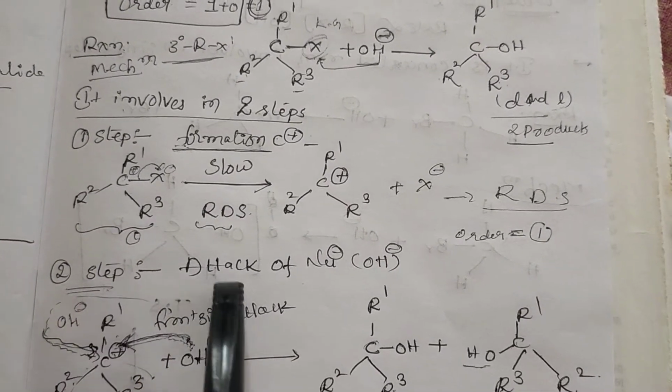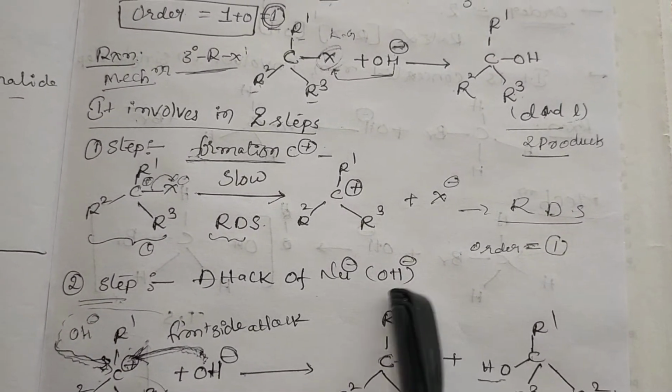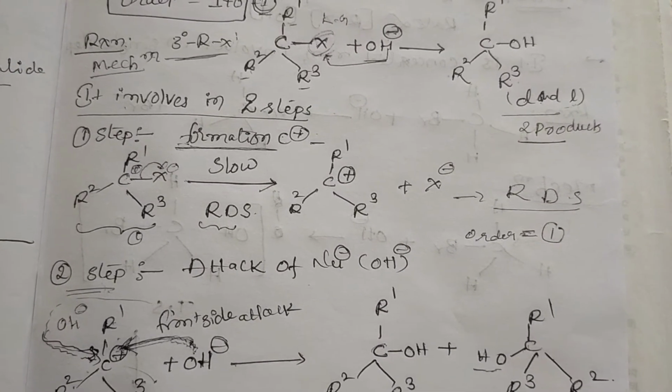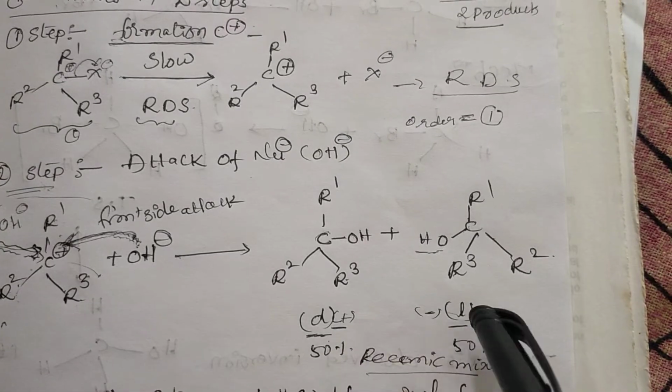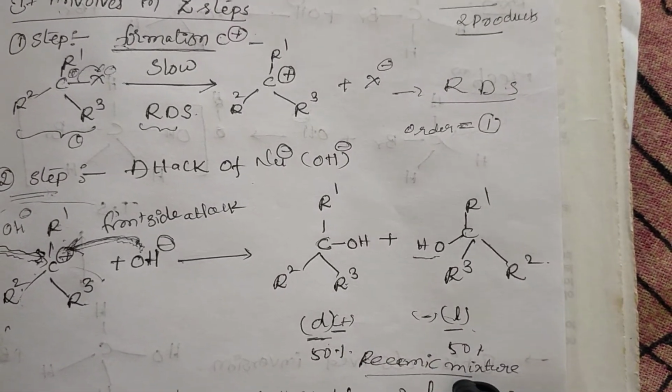In step 2, attack of nucleophile. That's it. After attack of the nucleophile, you will get an equal mixture of D form and L form. So you will get a racemic mixture. Clear?